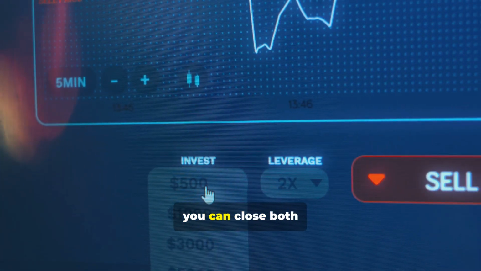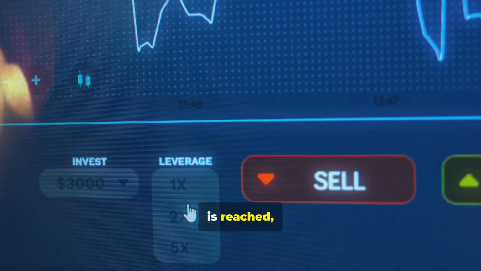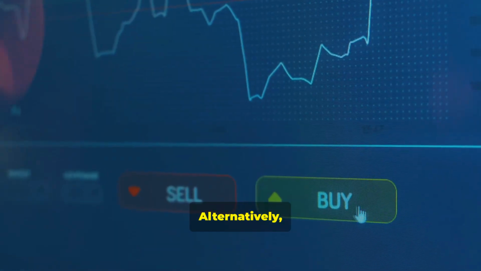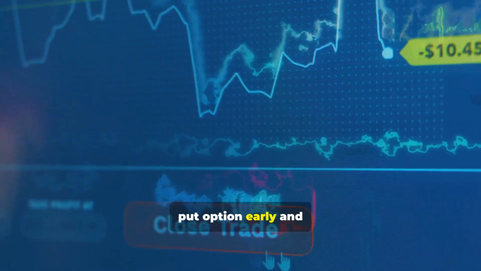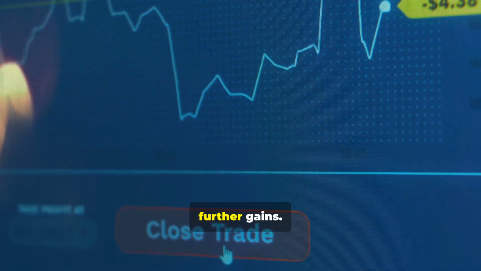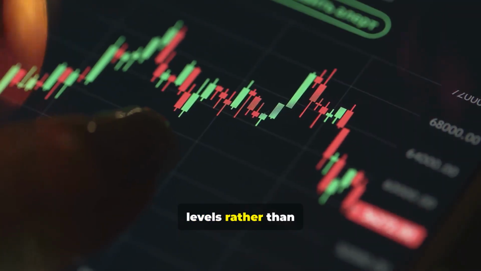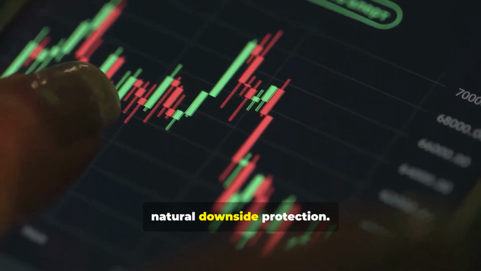For exits, you can close both positions simultaneously when your profit target is reached, typically 20 to 30% gains. Alternatively, if the stock moves as expected, you might sell the put option early and hold the stock for further gains. Set stop losses based on technical levels rather than arbitrary percentages, as the put provides natural downside protection.